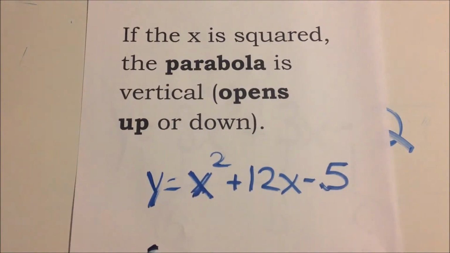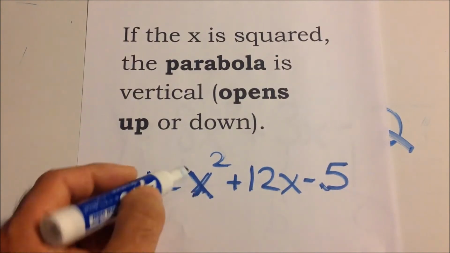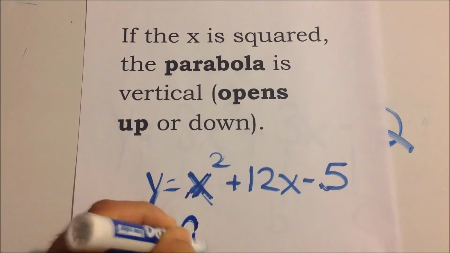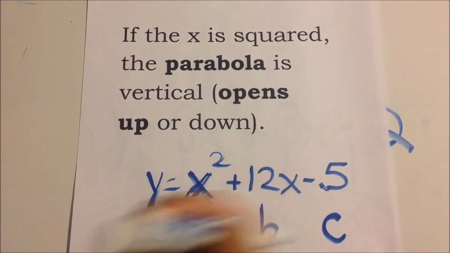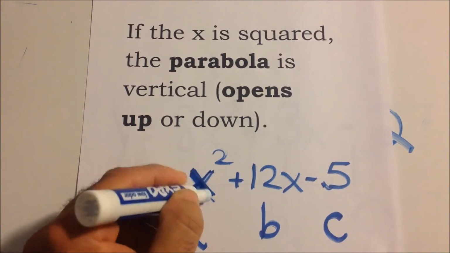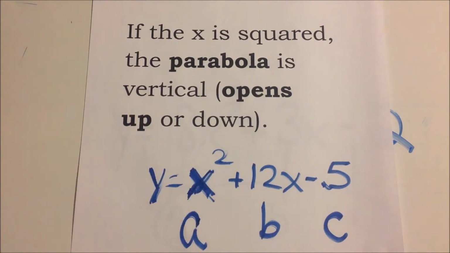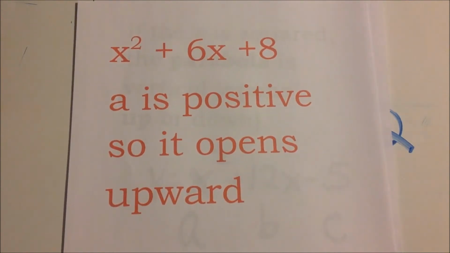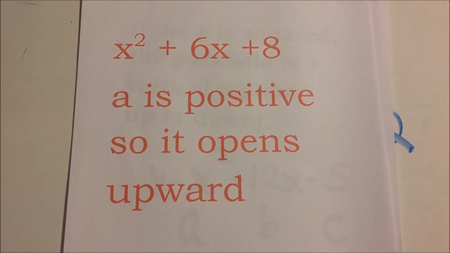This is a positive parabola, and it opens upward because A, right here, is 1. Remember, that's A, and that's B, and that's C. The A is 1, and the A is positive, so it's going to open upward, and it's a positive equation. Let's look at this example. What is this? Well, A is positive, so it's going to open upward, and it's positive.